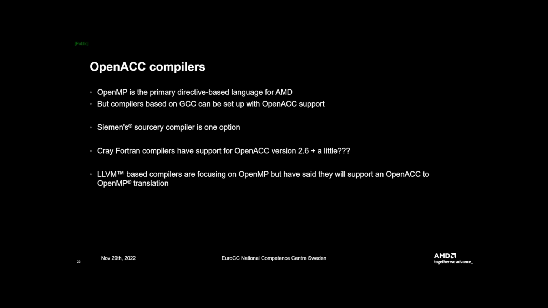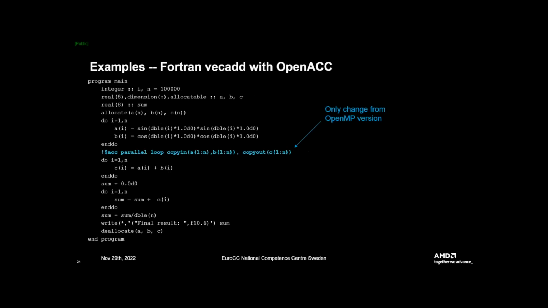So basically, if it's a GCC-based compiler, it will have support if it's built and installed correctly. LLVM is going to support OpenACC at some point, but they do not have that implemented yet. So what is the difference with OpenACC?